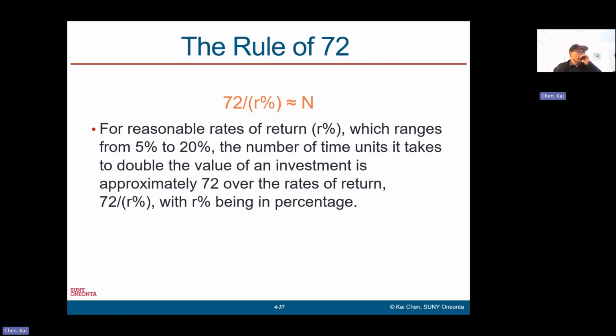Next, let's move on to the rule of 72. In the real world, sometimes if you don't have a financial calculator, and if you have a simple issue, that is, you want to find out how long it takes for the value of your investment to double, then for this simple question, we can use the rule of 72 to find an approximate number very quickly. So what is the rule of 72?